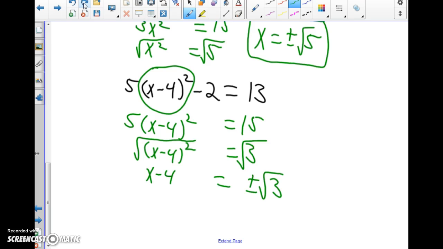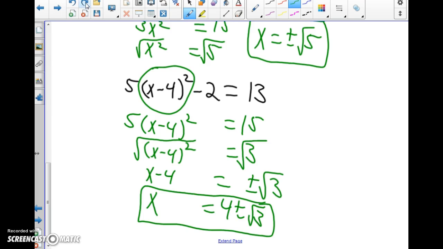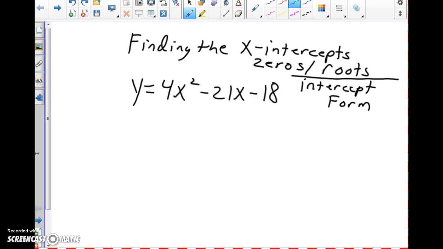4 plus or minus square root of 3 is how you say it, right? 4 plus or minus square root of 3 is correct. That's what you guys learned. There you go, like that, right? There's your answer. Okay. What you next have to do is this.